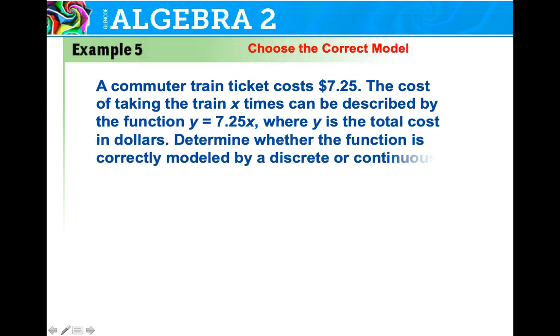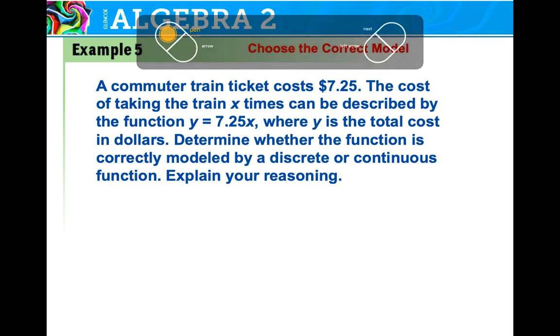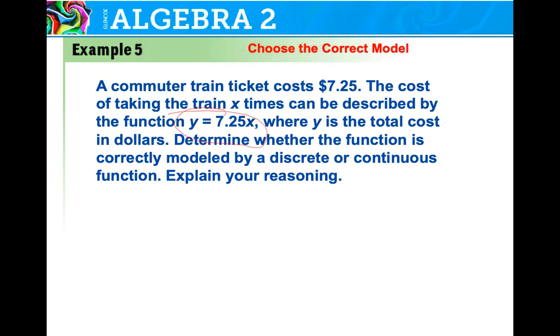Commuter train costs $7.25. The cost of taking the train x times can be described by this. Now, if you just glance at this, you would say, hey, that's going to be continuous because it's a line with 7.25x, where y is the total cost. Determine if it's discrete or continuous. But let's think about the value of x.